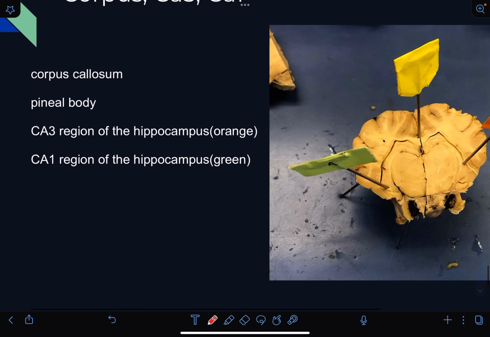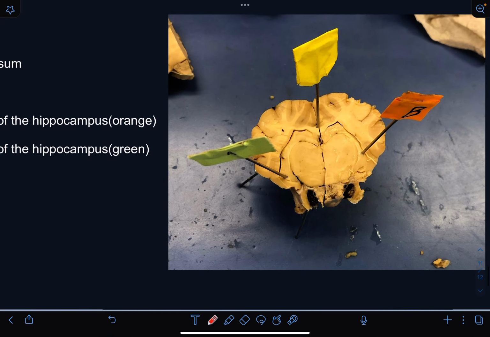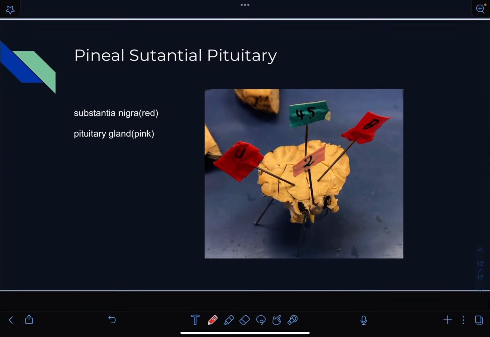On the other hand, the CA1 region of the hippocampus is also involved in learning and memory. Damage to this area can cause problems with forming new memories, which is quite interesting.